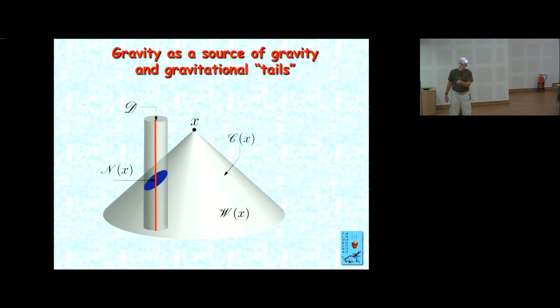Here's our source, confined to some narrow world tube. There's our near zone, there's the world tube of the near zone. Our field point, this is the full null cone, and this is the far zone, everything but the near zone. So you get a contribution from the near zone that tells you what the field is there from that part. But then there's this contribution from the wave zone, which appears to involve the past history of the source.